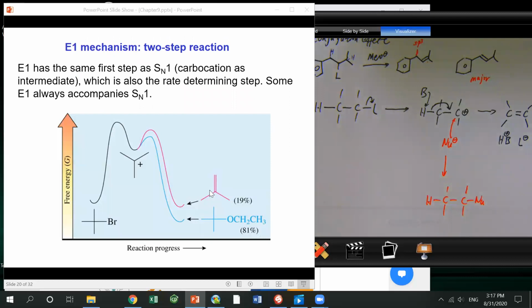And for the energy diagram, it's very similar to the SN1 reaction. The first step is the same, with the carbocation as an intermediate, and it's also the rate-determining step. The only difference is the second step. The E1 elimination normally has a little bit higher energy barrier, so that's why it's the minor product. The SN1 product has a lower energy transition state, so it is the major product.